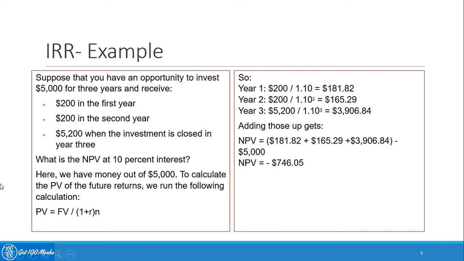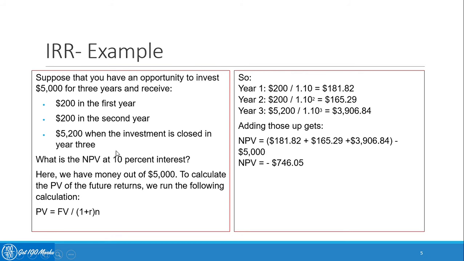Okay, so let me take you through this example. Suppose that you have an opportunity to invest $5,000 for 3 years. So this is the initial investment, $5,000, and $200 in the first year is your cash inflow, $200 in the second year, and $5,200 when the investment is closed in year 3. These are the cash inflows that you get across 3 years. What is the NPV at 10% interest?